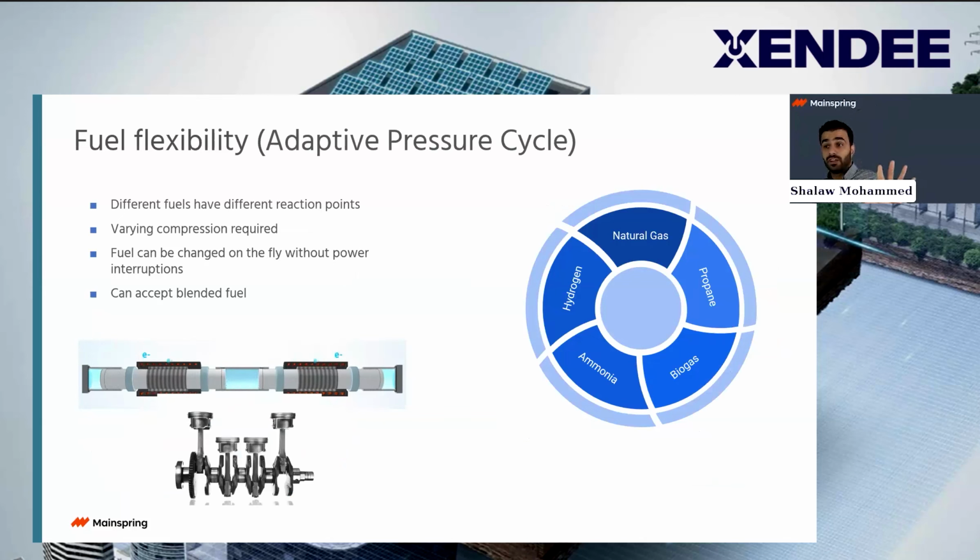Okay, so fuel flexibility, another major attribute of ours. I pointed it out at a couple of points across the slides today, and let's just talk about it. How does it work? We have something called the adaptive pressure cycle, which I alluded to earlier in the slides. Before I get into this, it's important to know that every fuel has a different reaction point. Natural gas, just for illustrative purposes, may react here, while hydrogen may react here, while ammonia needs to be compressed all the way to react here. That tells you that the compression ratio for every single fuel has to be different.